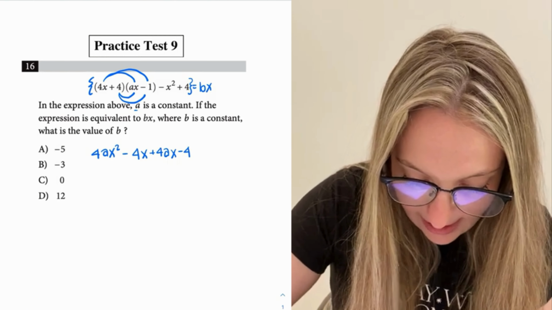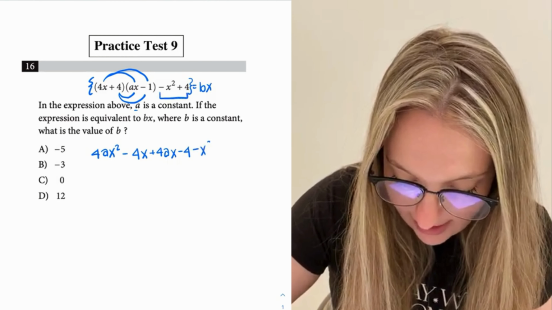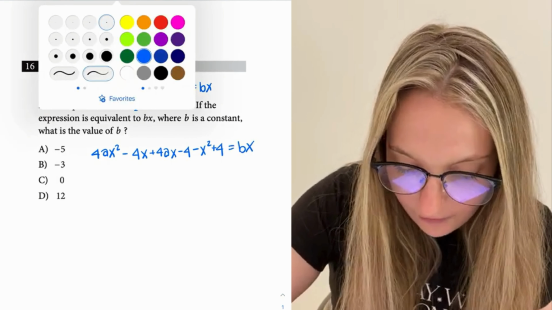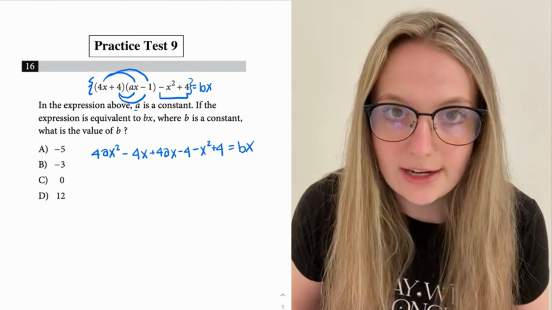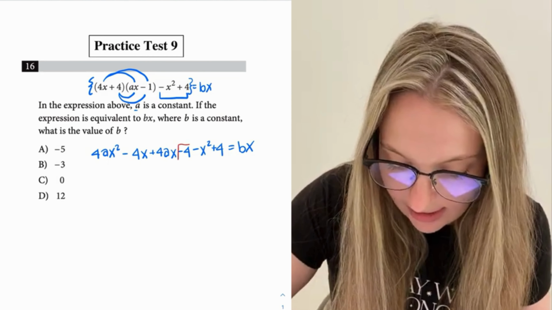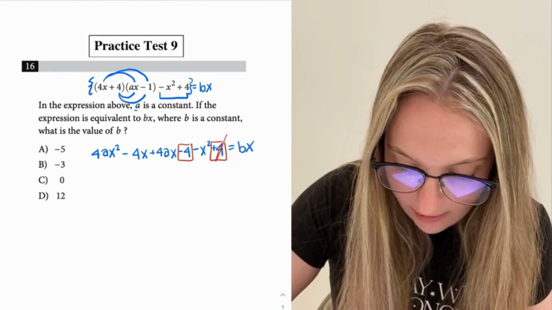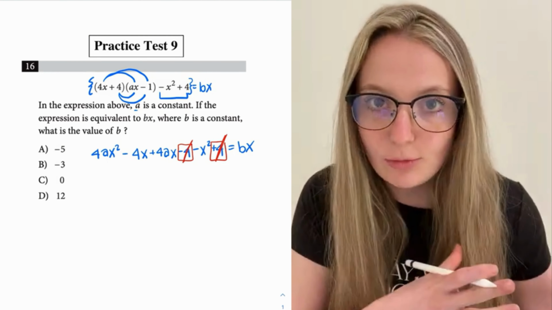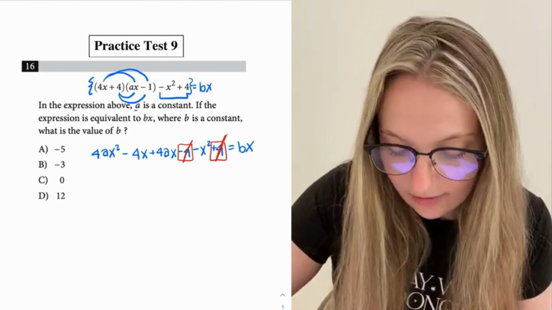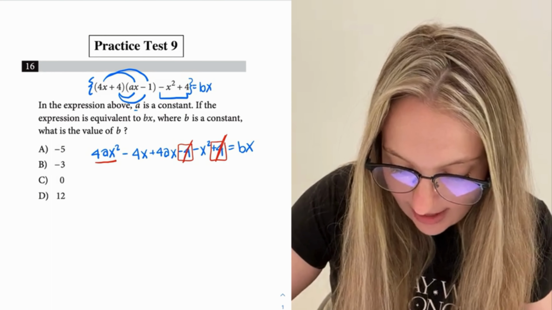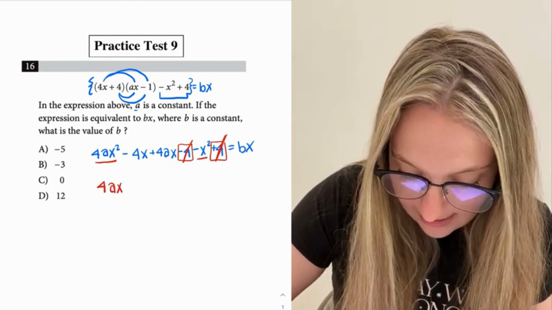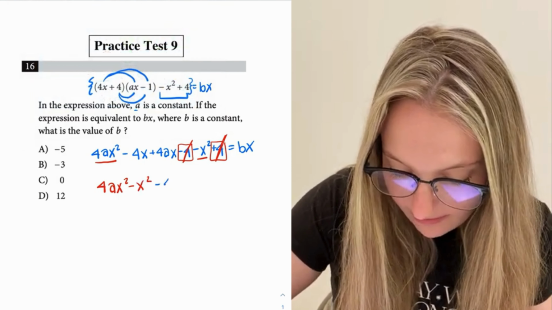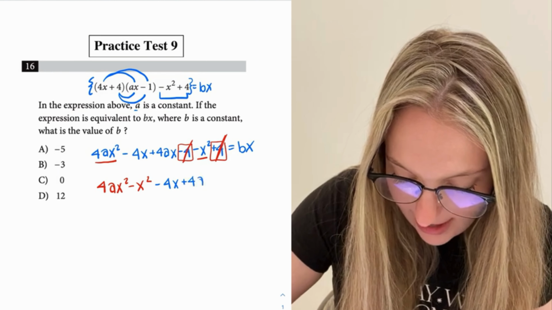And then we're going to go ahead and carry the rest down. Right here we have the negative x squared plus 4. And that's all going to be equal to bx. So first, let's go ahead and cross out any terms that are going to cancel each other out. So we see right here a negative 4 and a positive 4, so those are going to add to 0. And let's go ahead and arrange them with all of the x squareds in the front and then all of the x's after it. So we see an x squared here and here, so we're going to do 4ax squared minus x squared. And then we're going to do all of the x's after, minus 4x plus 4ax is equal to bx.